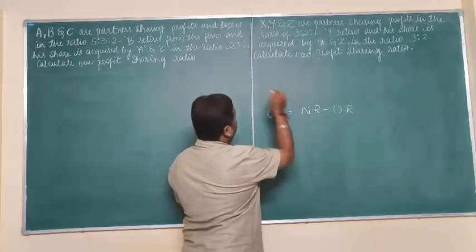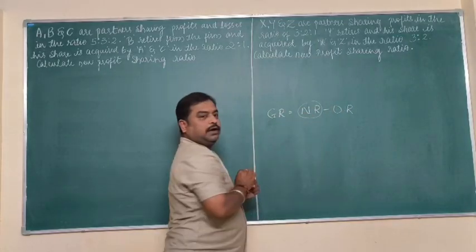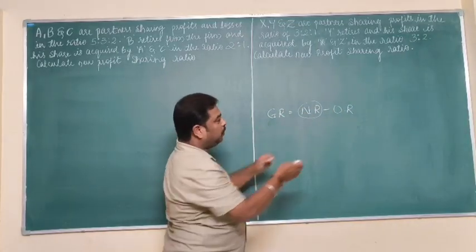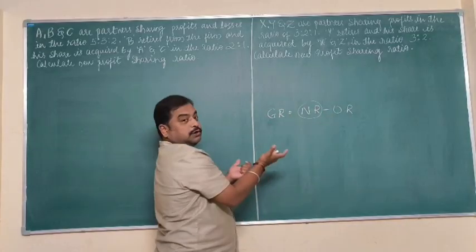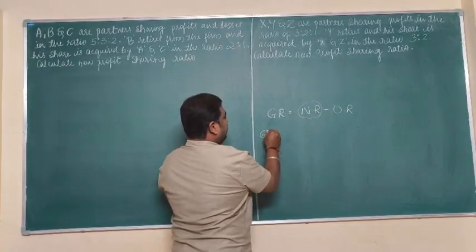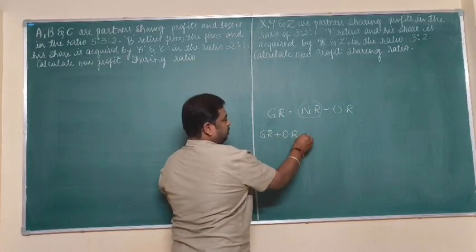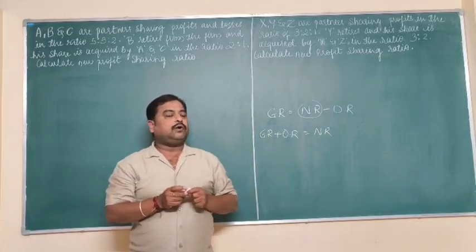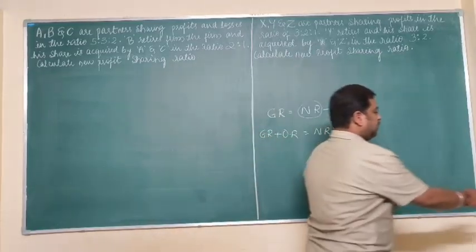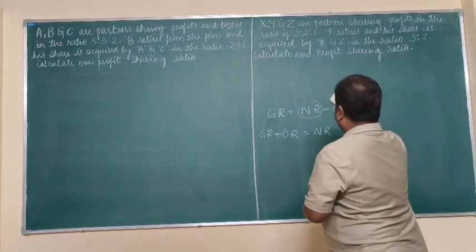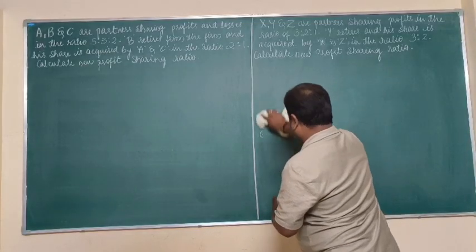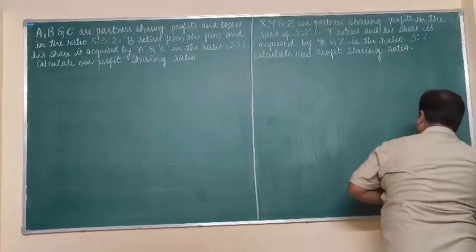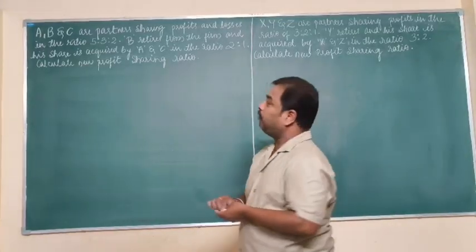Now, what are we supposed to find out now? New ratio. Now if you want to find the new ratio, what will I do? I will put this old ratio this side. So what will be my formula? It is gain ratio plus old ratio is equal to new ratio, or nothing but new ratio is equal to old ratio plus the portion gained by the continuing partners. Okay. So moving on to the first problem now.